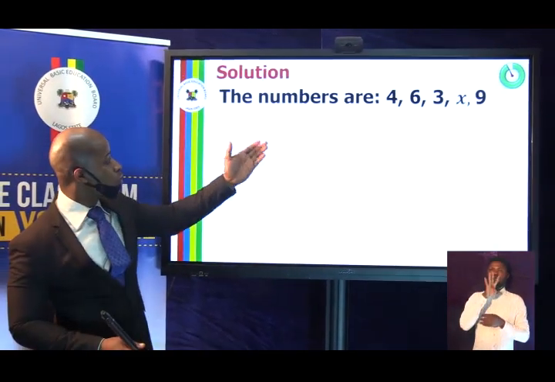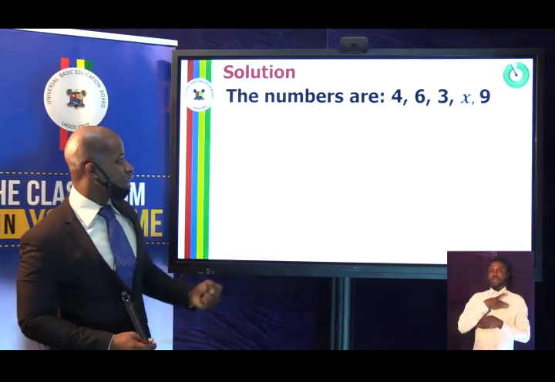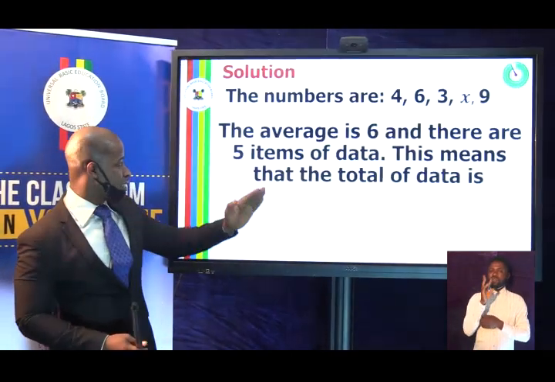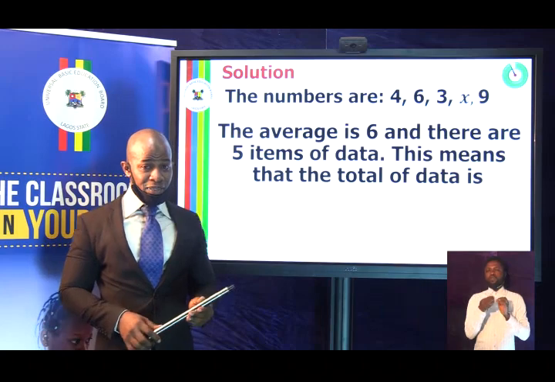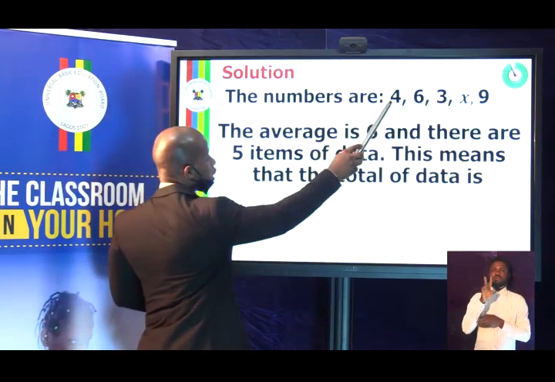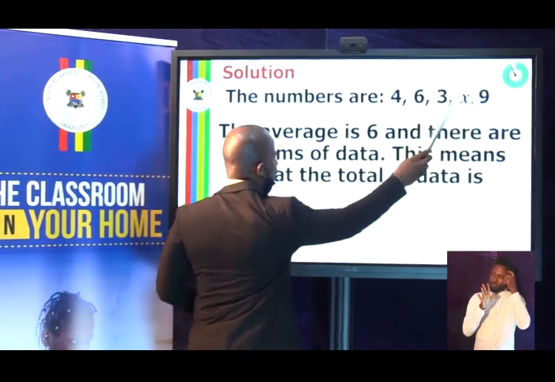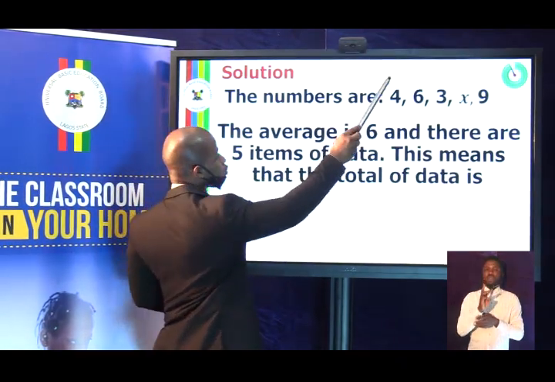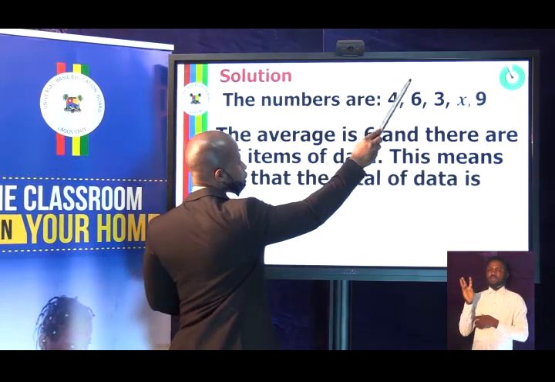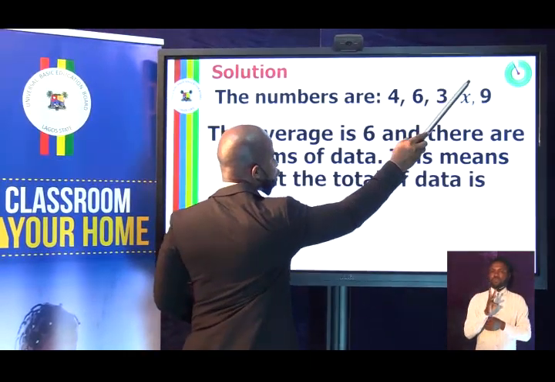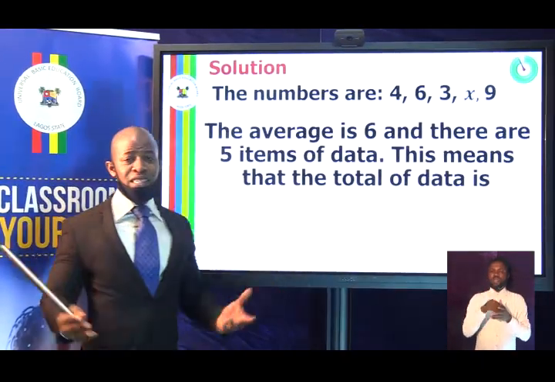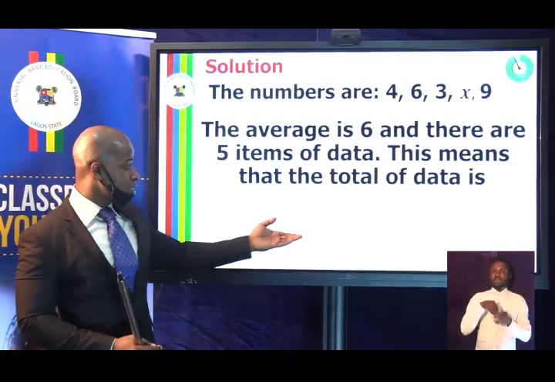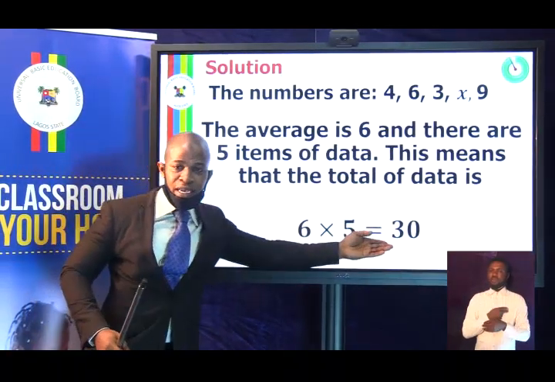Now the numbers are 4, 6, 3, x and 9. The average is 6. But how many items are there? There are 1, 2, 3, 4, 5. When we added everything and we found the average, it is 6. So that means it will be 6 for this one, 6 for this one, 6 for this one, 6 for this one, and 6 for this one. That is 6 in 5 places. And 6 in 5 places gives us 30.